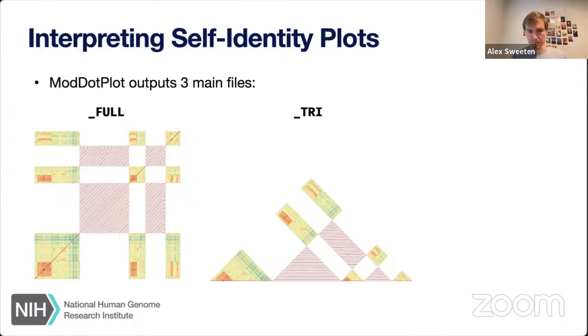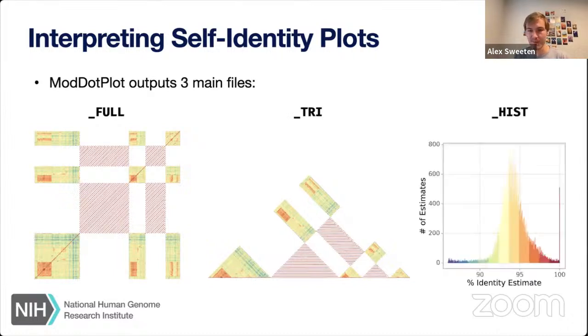application you're using. And when I refer to the diagonal, when ModDotPlot is laid out in this format, I am talking about the line on the bottom. So even though it's not diagonal, that's what I'm referring to. And then finally, it will output a histogram. This histogram is useful for comparing identity thresholds. So for example, what does red mean? Red means you have a very high identity estimate of around 100% compared to purple, where you have around 86%. And it's also useful for seeing how much of your plot falls into a certain identity bin.